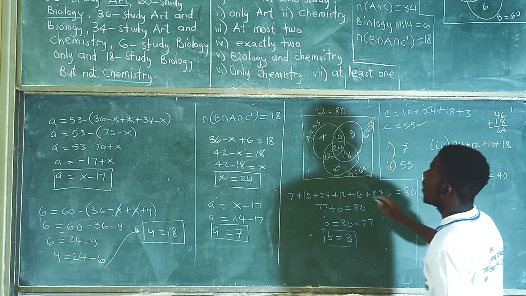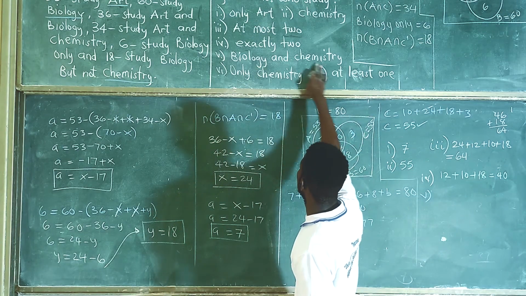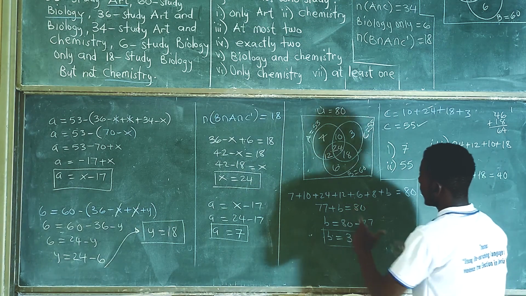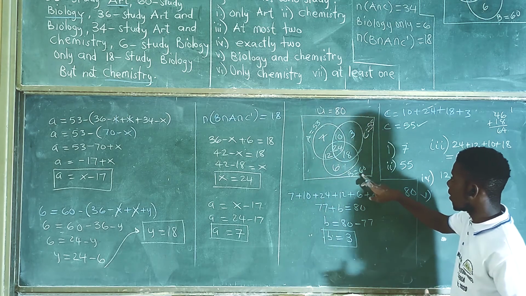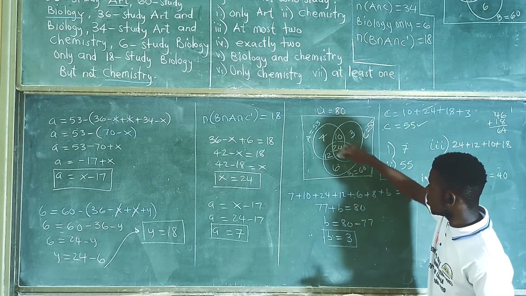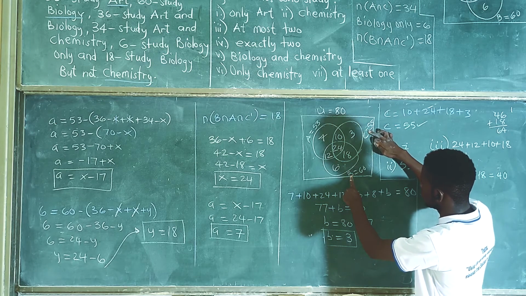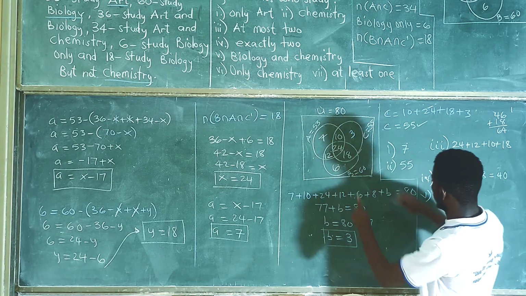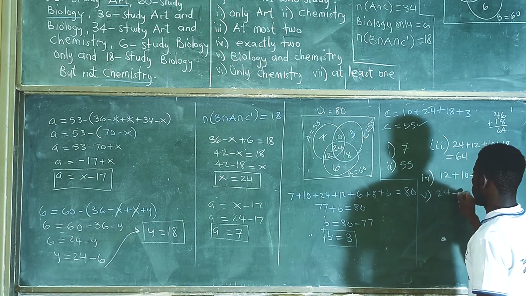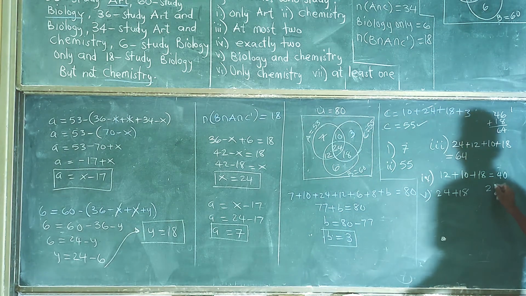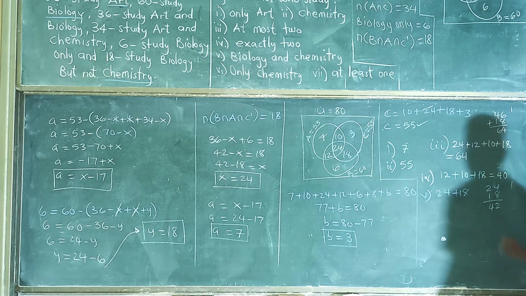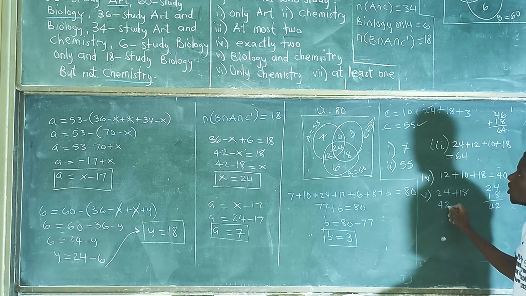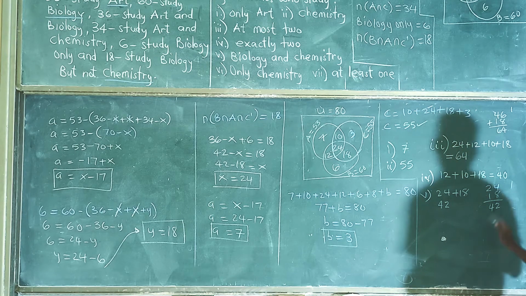Number 5 says, how many students study biology and chemistry? So let's see biology and chemistry. So this is biology, and this is chemistry. So biology and chemistry will be this and this. So biology and chemistry will be 24 plus 18. So you do the math: 8 plus 4 is 12, write 2 and carry 1. 2 plus 1 is 3, but this 1 makes it 4, so 42. So 42 students study biology and chemistry.